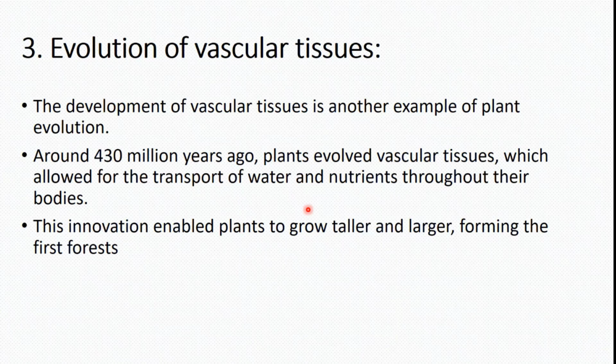And when we go forward, there's also the evolution of vascular tissues. The development of vascular tissues is another example of plant evolution, around 440 million years ago. So you don't need to worry about over-explanation, or thinking that these people will ask me. As far as I saw in your past question papers, you don't need to explain, but somebody might ask you to say that around 430 million years ago plants evolved.